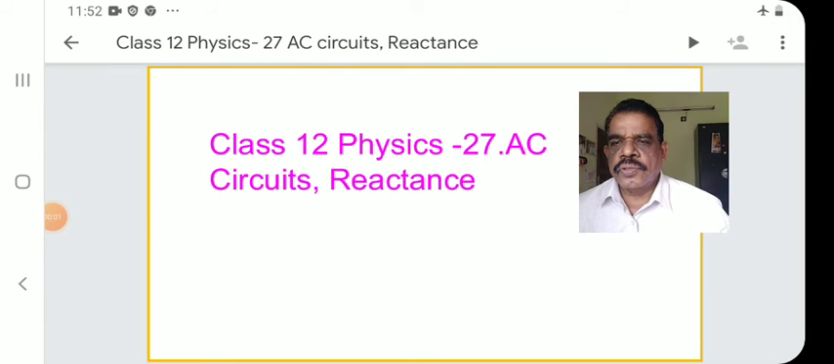Welcome to class 12 physics, 27th lecture for HSC, CBSE and ISC students. And today's topic is AC circuits, reactance in AC circuits.